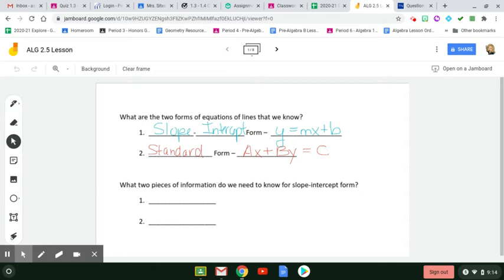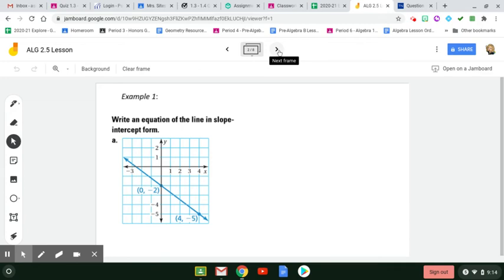Okay, so what two pieces of information do we need to know for slope-intercept form? Well, it's kind of like in the name, right? You need a slope and you need a y-intercept. So you need the slope, which remember stands for the variable m, and you need a y-intercept, which stands for the variable b. Okay, so let's see how we're going to take care of these problems.